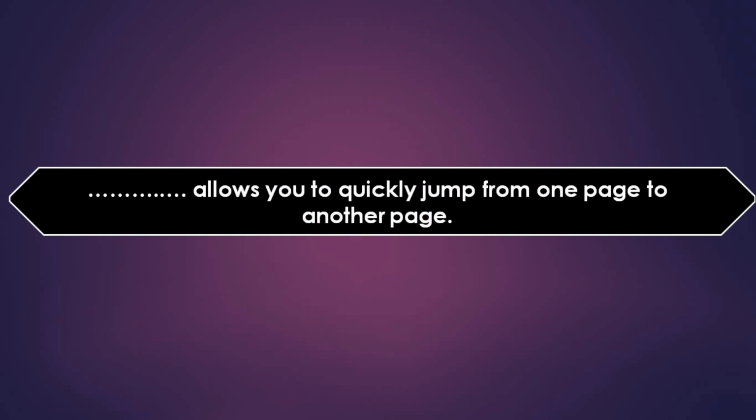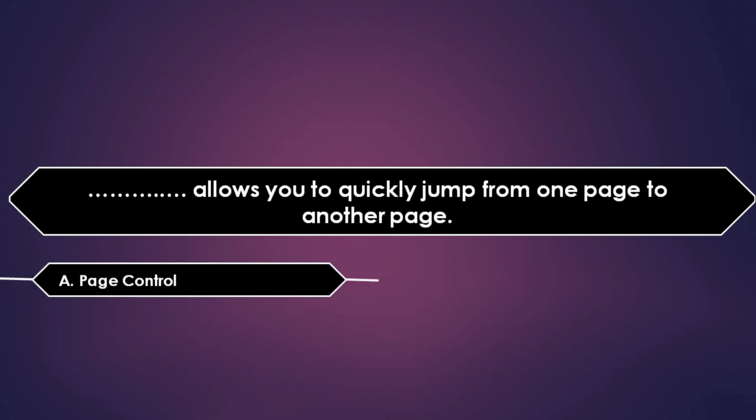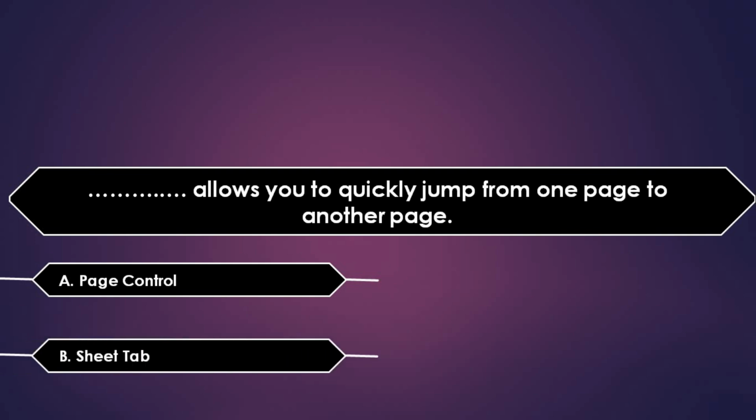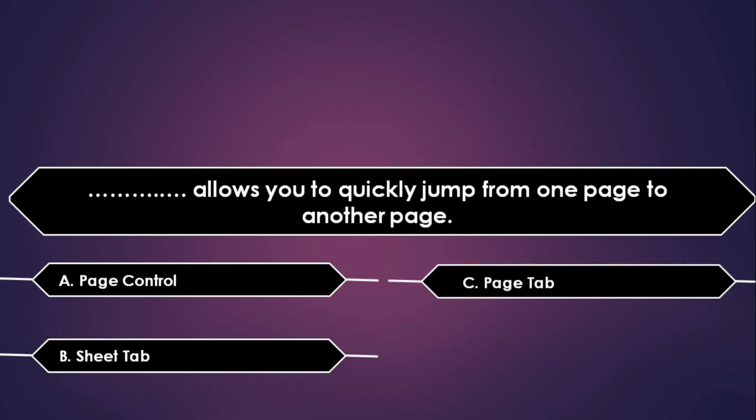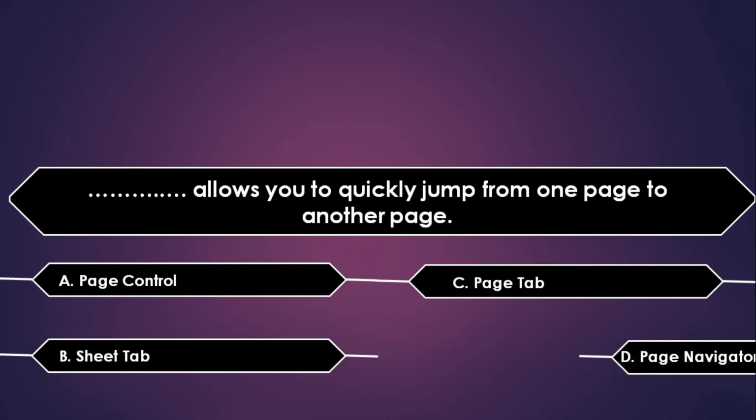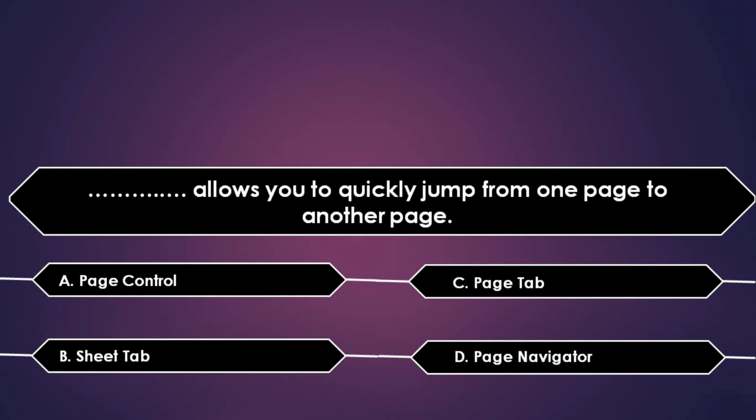Dash allows you to quickly jump from one page to another page. A. Page control. B. Sheet tab. C. Page tab. D. Page navigator. The right answer is page control. So page control or spread control allows you to quickly jump from one page to another page.